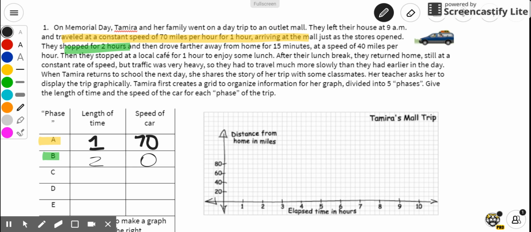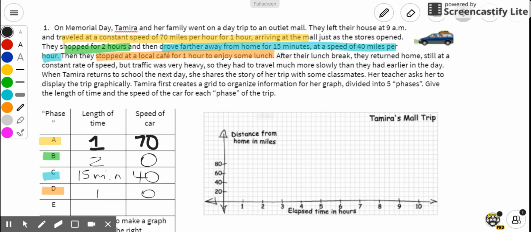Then what happens is she drove further away from home for 15 minutes at the speed of 40 miles per hour. So this one, we've got 15 minutes, and it was 40 miles per hour. And then they stopped. Do you see that? They stopped at the local cafe for 1 hour to enjoy some lunch. So we have her stopping now for 1 hour. She wasn't traveling at all.